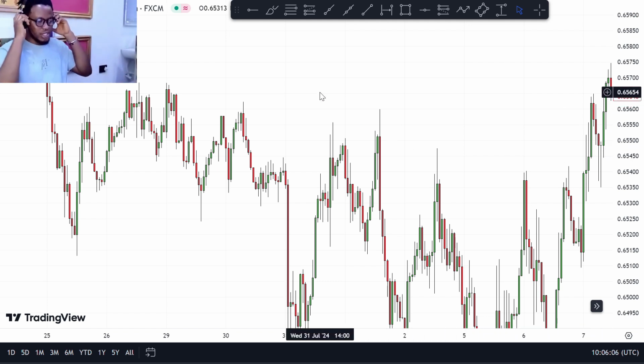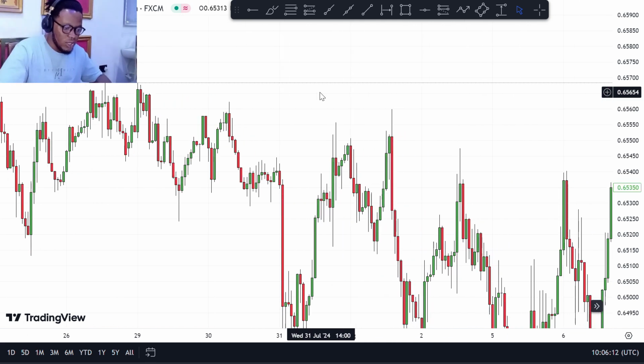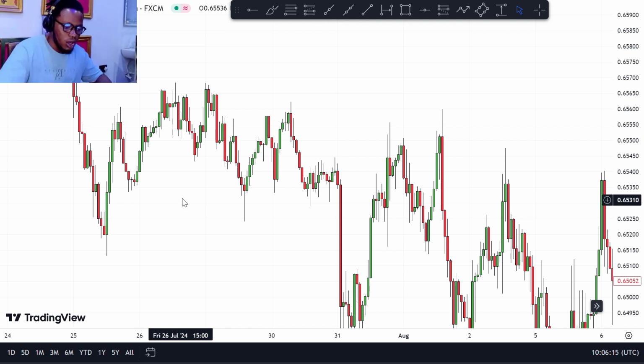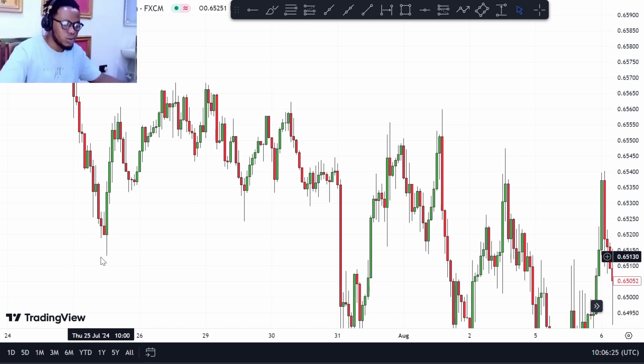Now this is another example. Here's another example. As you can see here, this is a downtrend. I showed you guys an uptrend, how to take a sell. Now this is a downtrend. Let's see how it goes.